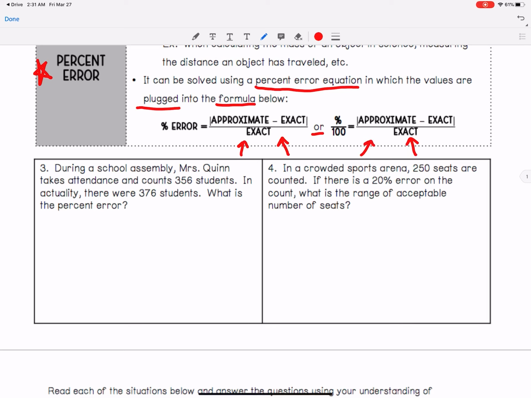If I add 50 to 250, I'll get 300. If I subtract 50 from 250, I'll get 200. So I'm going to switch colors here again. I'm going to put right here, the range that we're going to have is 200 seats to 300 seats. All we've done is taken our x value and we add or subtract it to our exact number of seats that we had before.